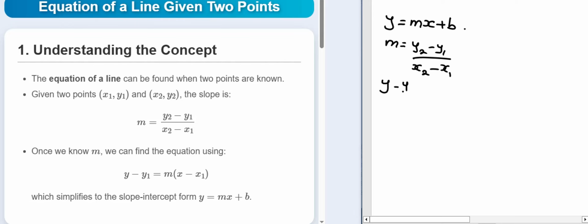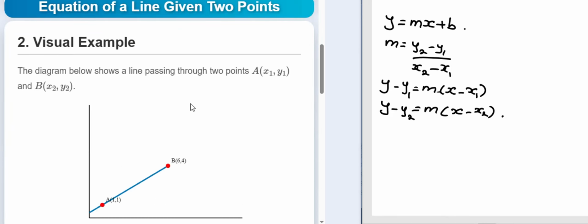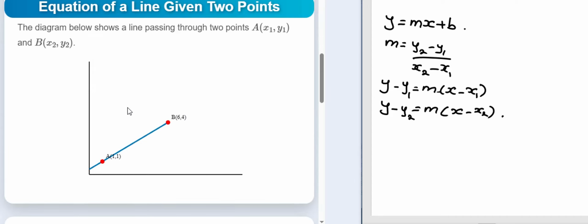y minus y1 is equal to m into x minus x1. But it can also be given by this: y minus y2 is equal to m, which is the gradient, into x minus x2. But I want to show you where these x1, y1, x2, y2 are coming from. So, go with me. Let's say, for example, we have a line like this.